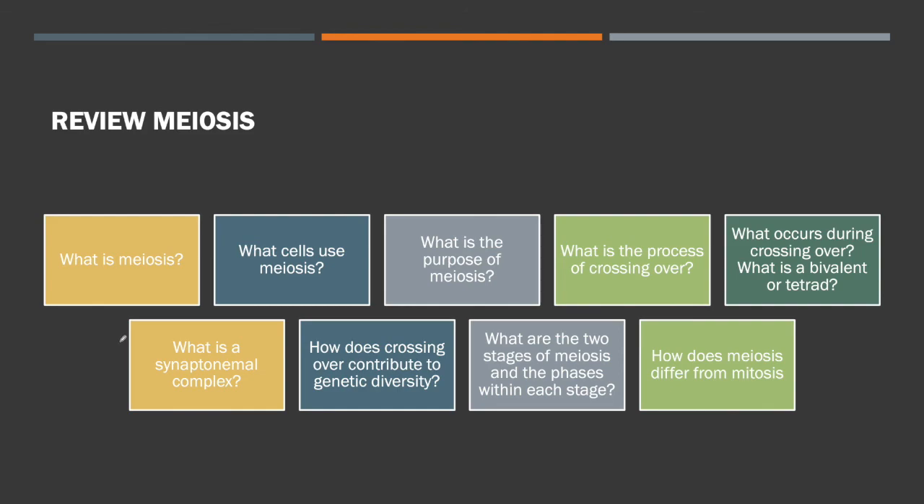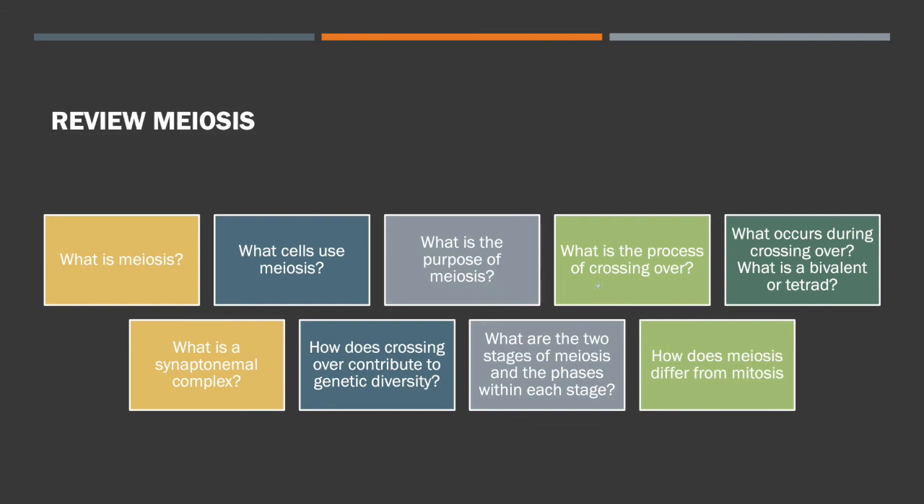So some of the things you want to think about in regards to the mechanism of meiosis. What is it? Why do we have meiosis? What cells would use meiosis? Take a look in your textbook and look at the different types of cells, names of cells that would actually utilize the process of meiosis. Would an epithelial cell utilize meiosis? Probably not. What is the purpose of it? Why do we have it?